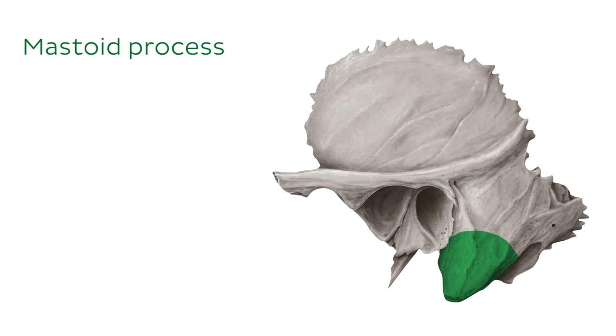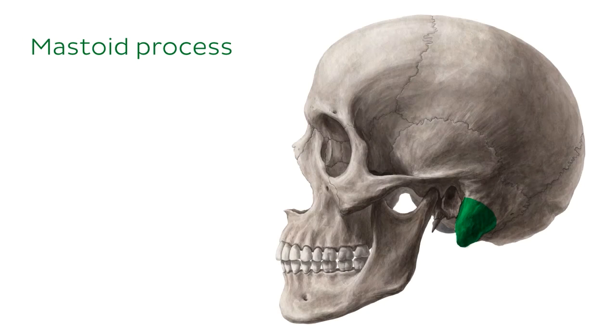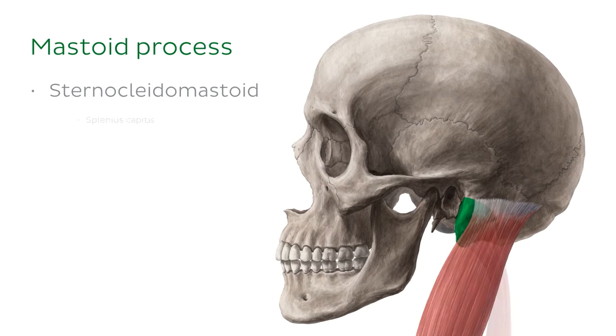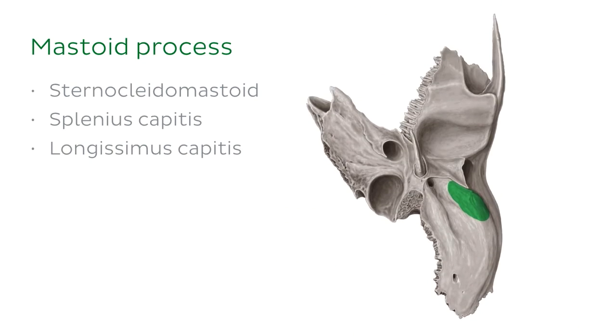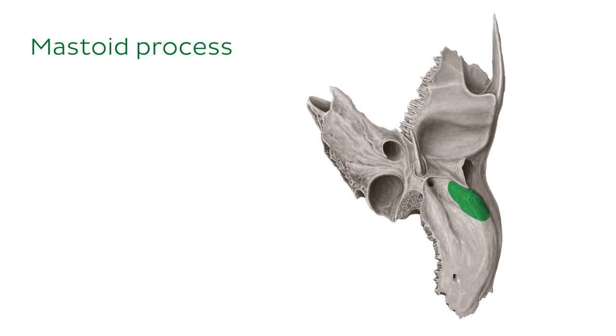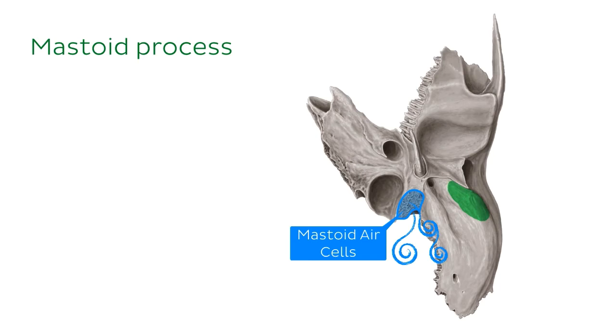The first part we'll look at is the mastoid process, which we can see here in green in this lateral image of the temporal bone. The sternocleidomastoid, splenius capitis, and longissimus capitis muscles all attach to this external surface. The internal surface contains a number of hollowed depressions, which are known as mastoid air cells. You can see these cells on the cross-section image on the right of our screen. They're referred to as air cells because most of these hollowed spaces contain air within them.